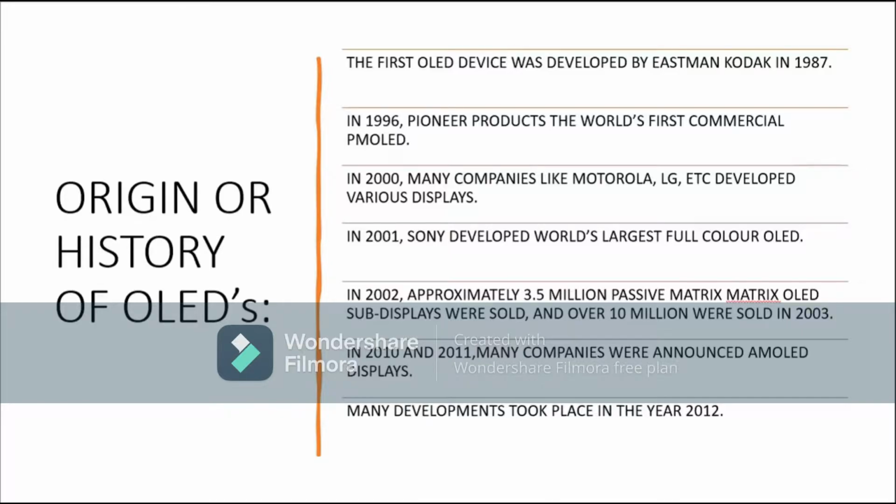So let's talk about the origin of these OLEDs. The first OLED device was developed by Eastman Kodak in 1987, and then in 1996 Pioneer Products, the world's first commercial PMOLED, were made. Then in 2000, many companies like Motorola, LG, Samsung, etc. developed various displays. In 2001, Sony developed the world's largest full-color OLED, and then in 2002, approximately 3.5 million passive matrix OLED sub-displays were sold, and over 10 million were sold in 2003. In 2010 and 2011, many companies announced AMOLED displays, and many developments took place in the year 2012.